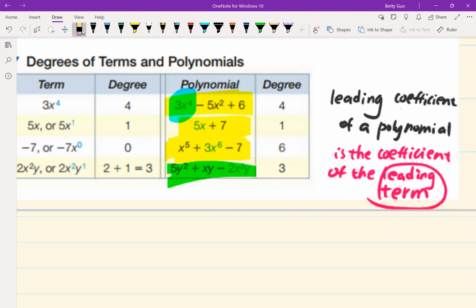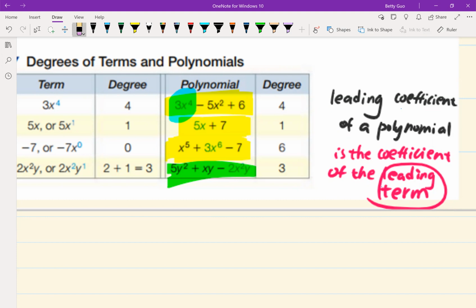x to the power 5 plus 3x to the power 6 minus 7. Is this a monomial? Degree 5. Is this a monomial? Degree 6. Negative 7, degree 0, right? Which one has the biggest exponent? 6. This one is the leading term, okay?